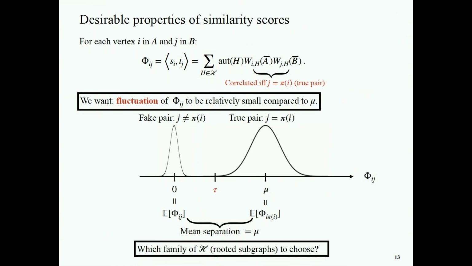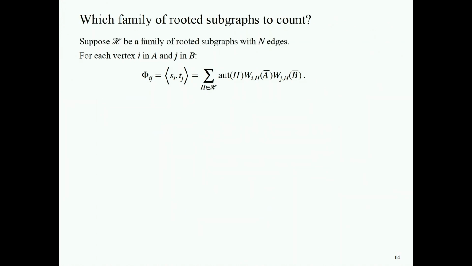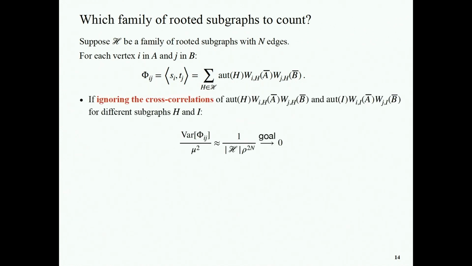Okay, now I'm going to focus the rest of my talk on showing you how we choose this family of rooted subgraphs. Let's look into the score here. Talking about fluctuation is equivalent to looking at the second moment of the score. To compute the second moment, you need to expand the summation here. If you ignore the cross-correlation between different terms within the summation when you compute the second moment, then you can compute the variance of the score versus mu square. And this is roughly on the order of 1 divided by the cardinality of this family times some quantity that depends on the correlation and the size of the subgraph.